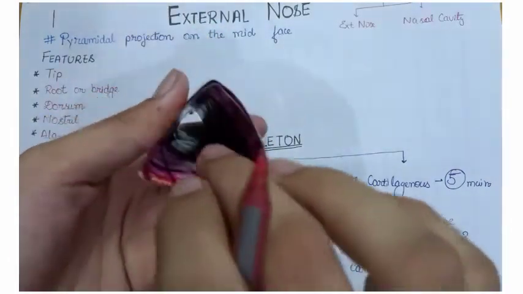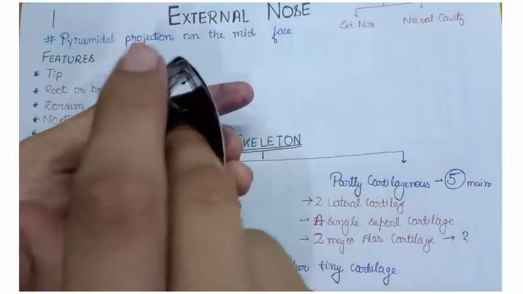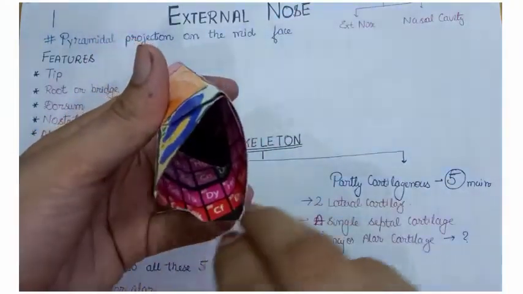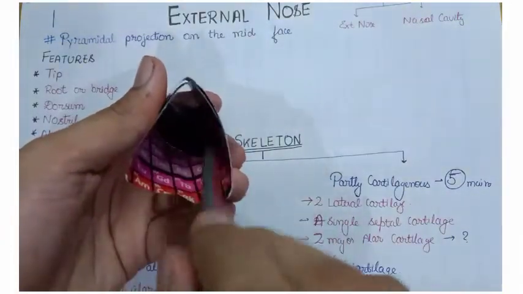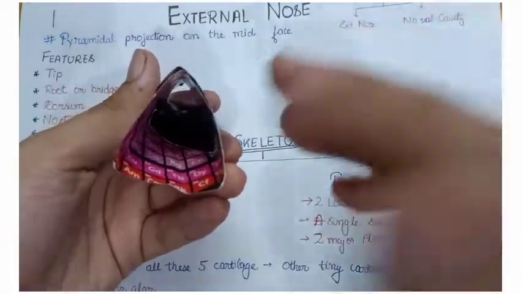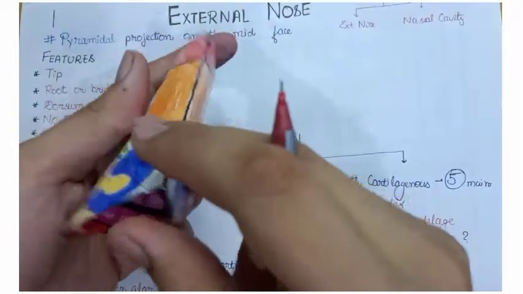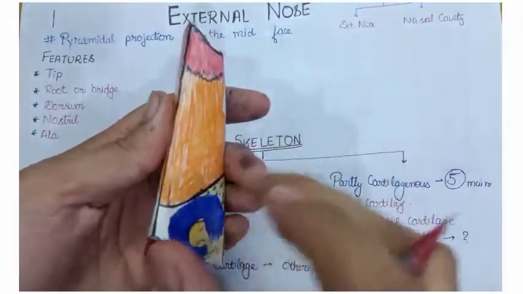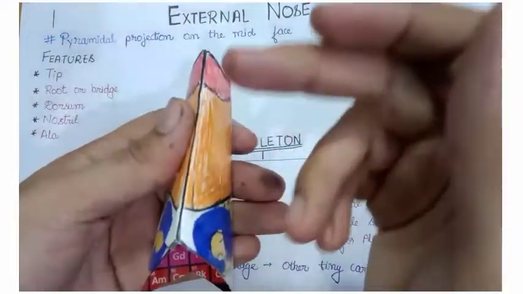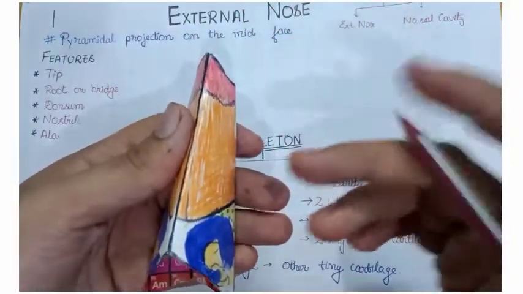So this is the nasal cavity. The space you can see bounded by these boundaries, that is the external nose, is called the nasal cavity. The next video is about the features of this space, and in this video we'll discuss what this external boundary is made up of, that is, what are the bony parts and what are the cartilaginous parts.